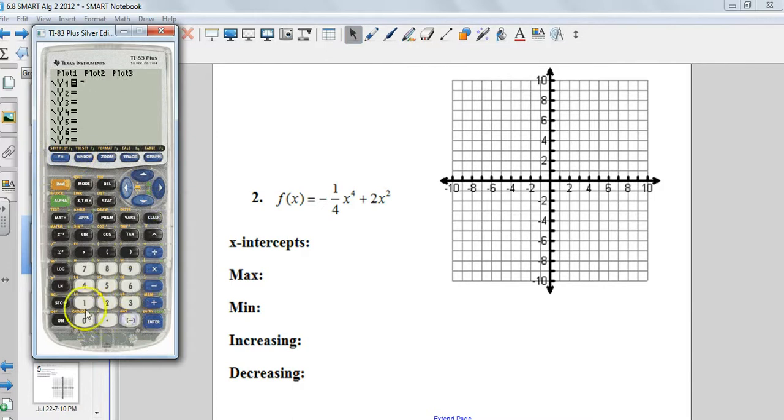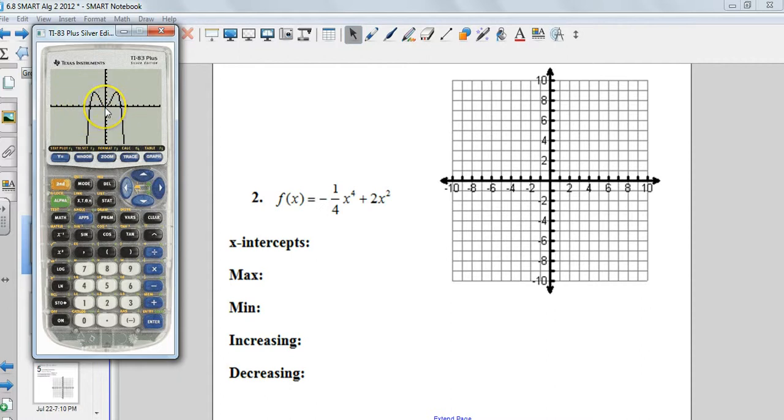So we have -1/4 x to the 4th, whoops, lost my caret, plus 2x squared. Okay, when I graph that, I notice it looks kind of like an upside down W graph, which is a quartic, and that makes sense. Now the x-intercepts. Technically, there's only 2 x-intercepts, right here and right here.